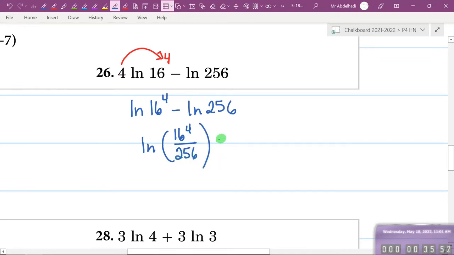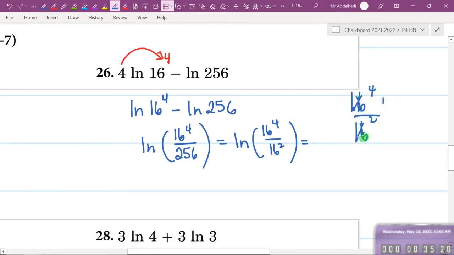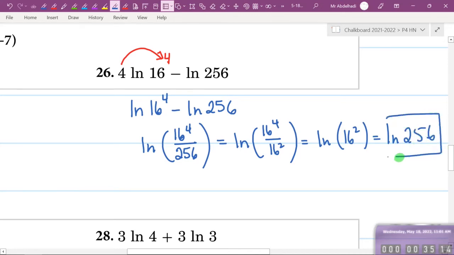That's the second point. Now for simplifying, 256 is 16 squared. Maybe a calculator would help you with that if you didn't know that. So this is 16 to the fourth over 16 squared. When you have two of the same base, what do you do with the powers? Like if you had x to the fourth over x to the second, what do you do with the powers? Subtract. Well, here in this case, x just happens to be 16. That's the only difference. So you're going to subtract the powers. As long as the bases are the same, you can do that. So this is going to be ln 16 squared, also known as ln 256. So that would be your final answer right there.